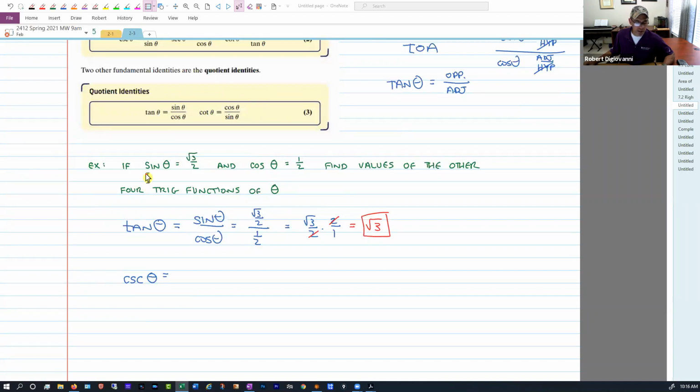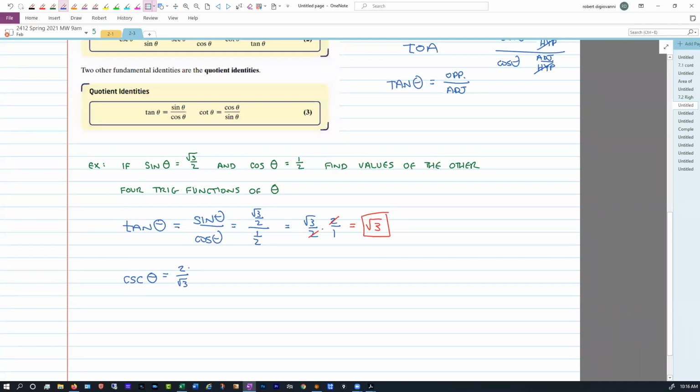Genesis, what was sine of the angle? What was sine of theta? Square root of 3/2. Okay, so cosecant should just be the reciprocal of that, which is just it flipped, right? So what should it be, Genesis? 2/√3. 2 over the square root of 3.